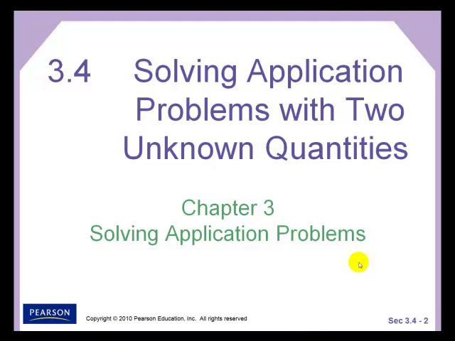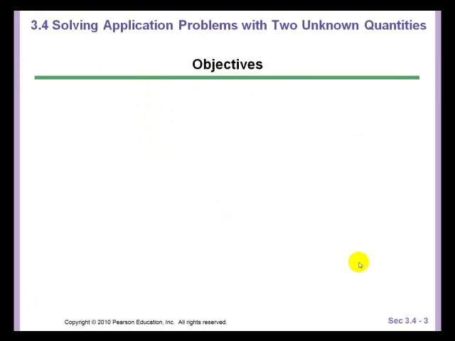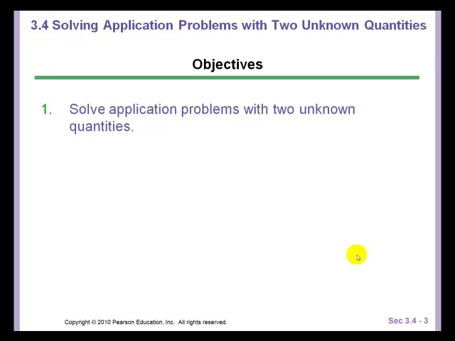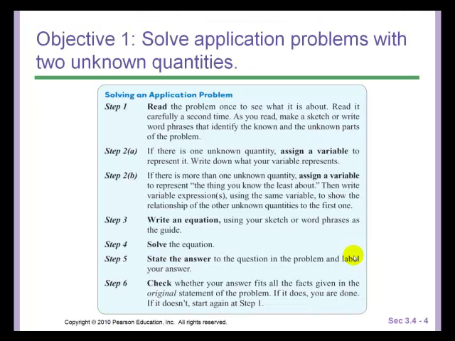Today we are doing section 3.4, Solving Application Problems with Two Unknown Quantities. Objectives: to solve application problems with two unknown quantities. These are the 6 steps for solving an application problem. These are the same as we did before.